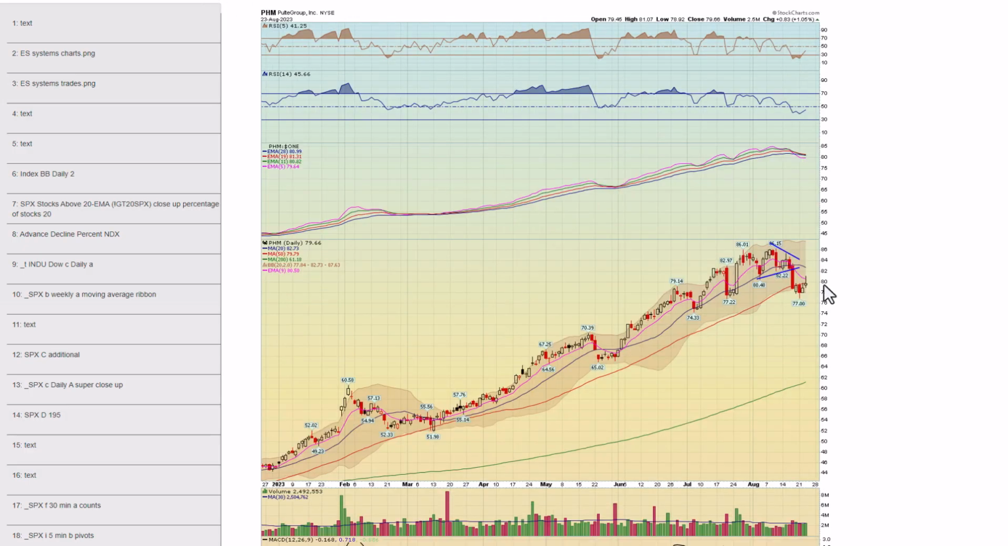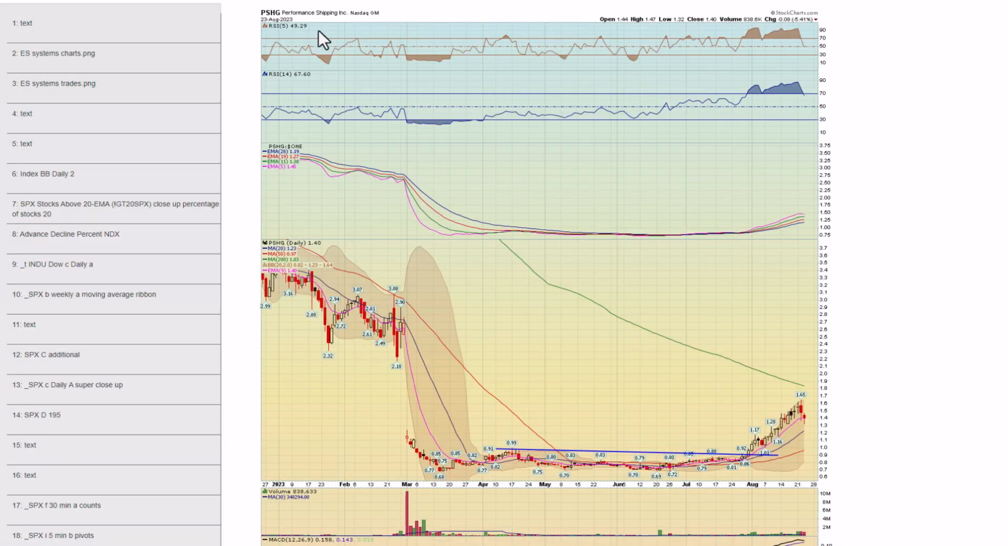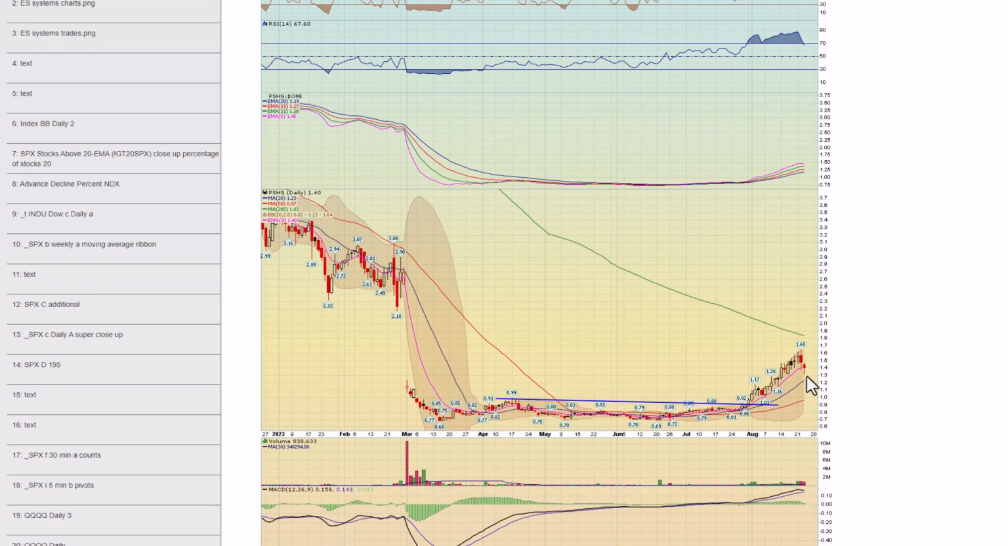Chart 80, PHM. This is a home builder short from last week. It gave us a great trade. Hopefully you took some profits by now. Chart 81, PSHG, finally pulling back. This is that shipping stock. Had a hell of a move out of this base.